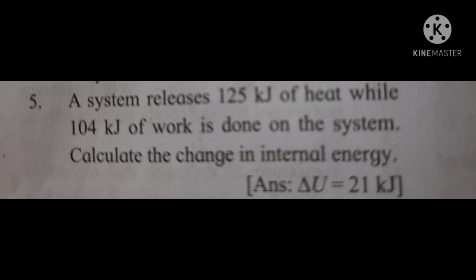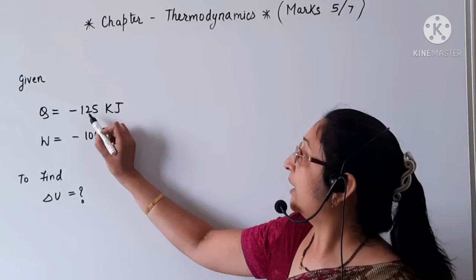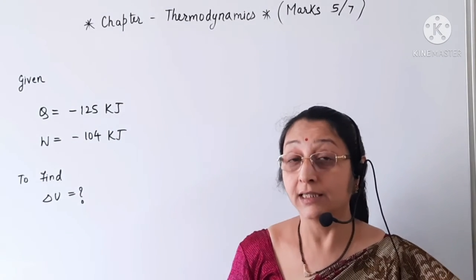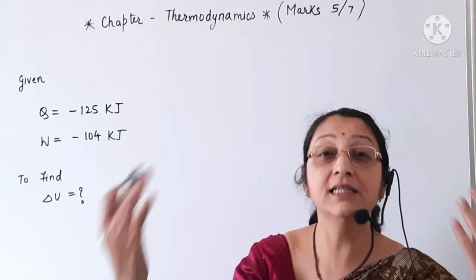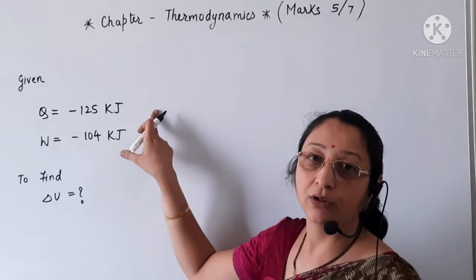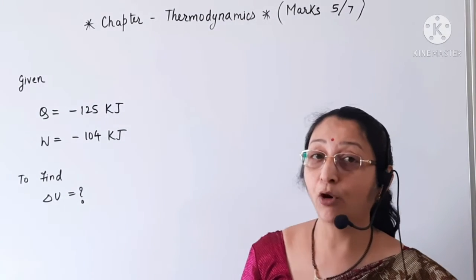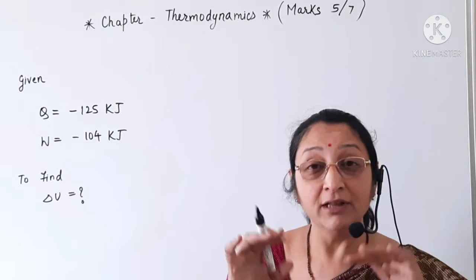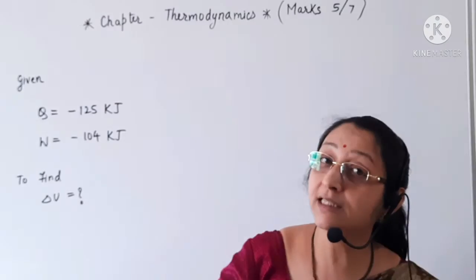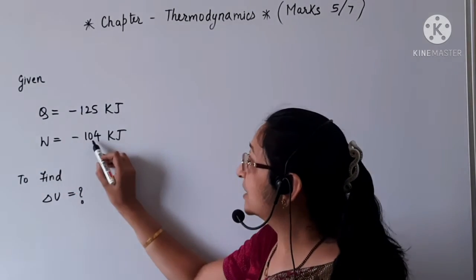A system releases 125 kilojoule of heat while 104 kilojoule of work is done on the system. Calculate the change in the internal energy. Given in the problem is a system which releases 125 kilojoule of heat. Since the system is not taking the heat, it is giving away the heat, hence we have to take the heat Q as minus 125 kilojoule because it is releasing the heat. And work is done upon the system, work is not done by the system. When the system does the work, the work is positive. When work is done upon the system, the work is negative. Now, work of 104 kilojoules is done on the system, so work done is minus 104 kilojoule.